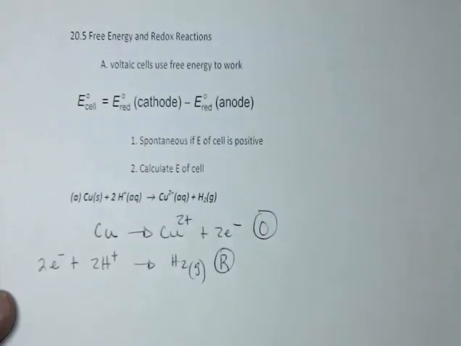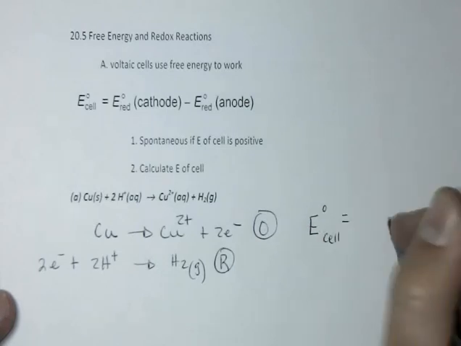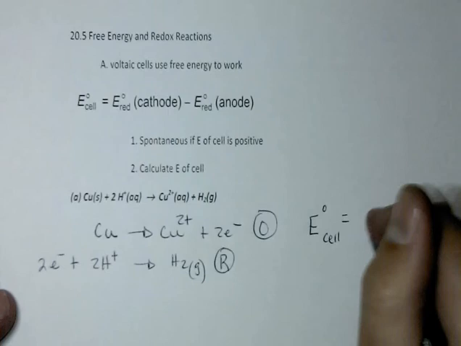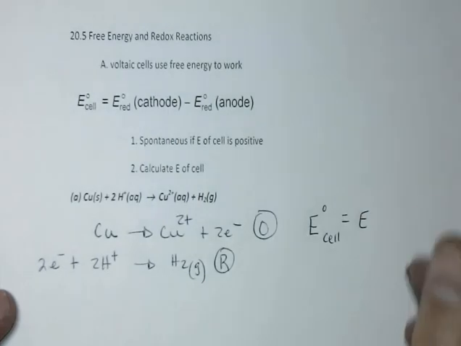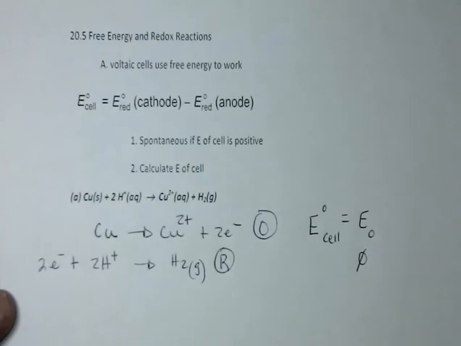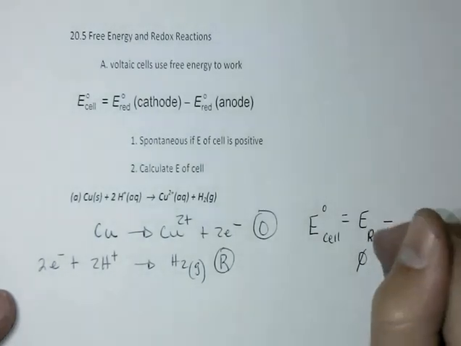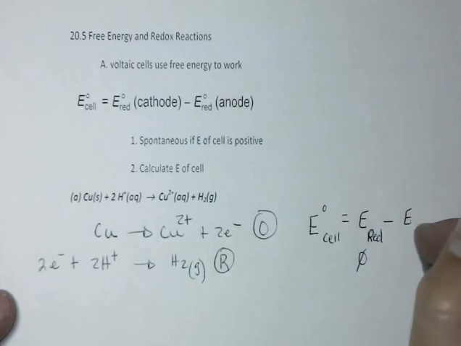So if we want to figure out if this is spontaneous or not, we need to find out if the E of the cell is positive or negative. So the E of the cell, under standard conditions, is going to be the E of the reduction, which in this case is going to be 0 because it's the SHE, the standard hydrogen electrode. So it's E of the reduction minus the E of the oxidation.